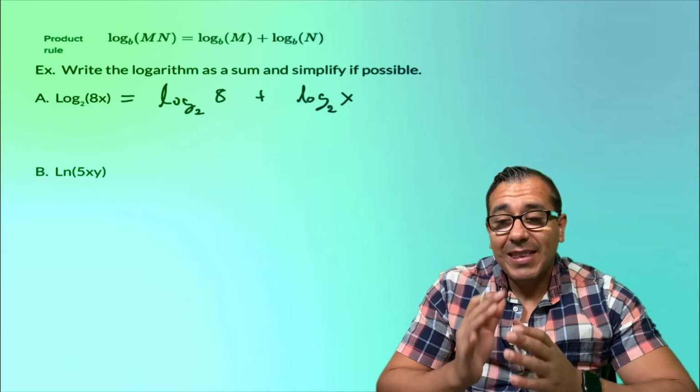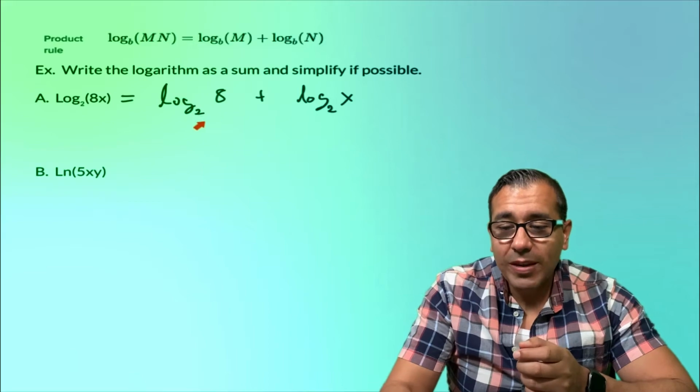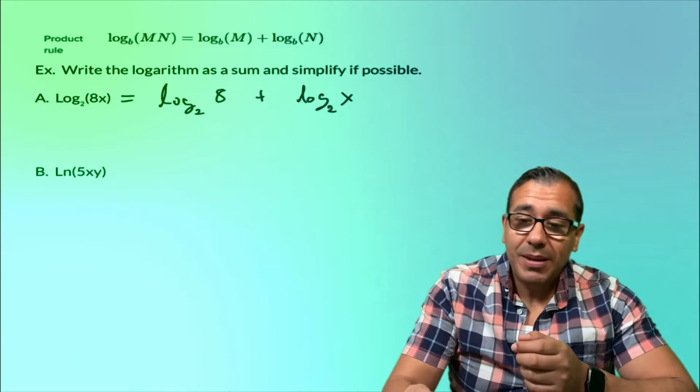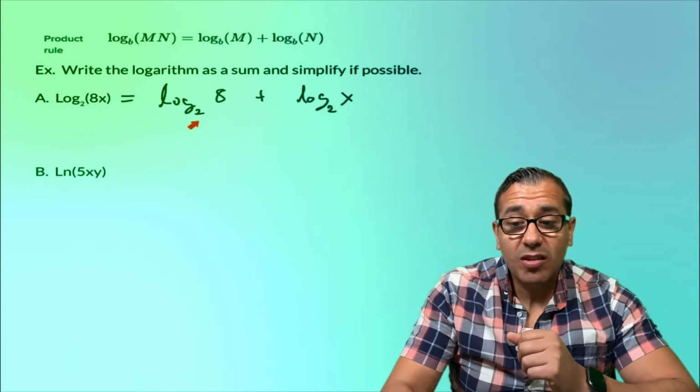Then it says simplify if possible. So check this out. 2 raised to what power equals 8? Remember, a logarithm represents an exponent. So 2 raised to what exponent equals 8?